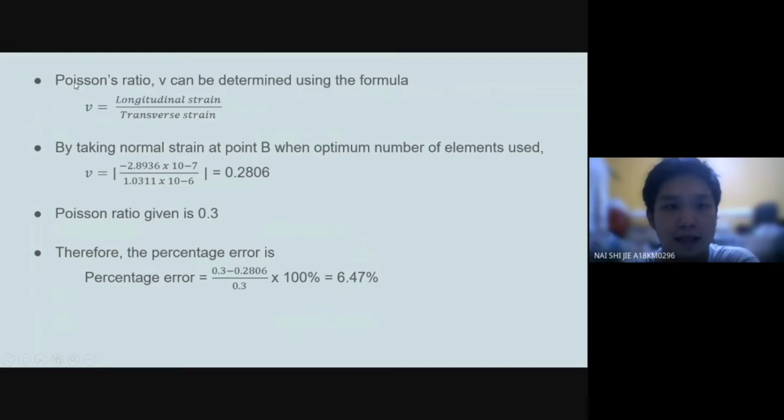Next, we can determine the Poisson ratio using the formula of taking longitudinal strain divided by transverse strain. We're taking the normal strain at point B when the optimal number of elements is used. As I said before, the optimal number of elements will give us the most accurate result, and we get the Poisson ratio equal to 0.2806. In this project, the theoretical Poisson ratio given is 0.3. Hence, the percentage error is 6.47%, which is a relatively small error.